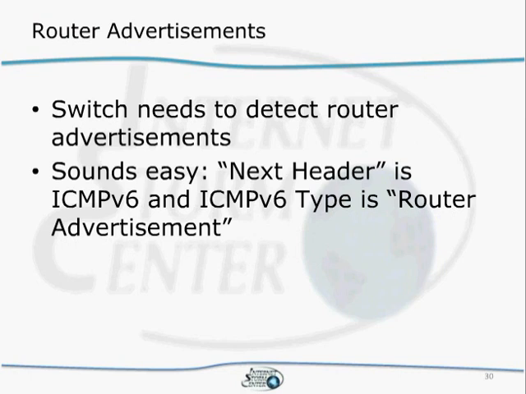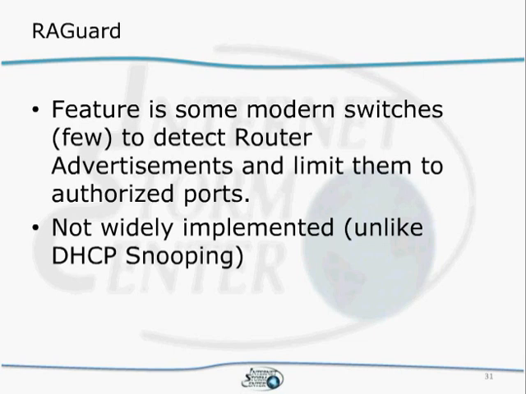The way this happens is there is the next header field in the IP header that tells us what's the next header. The switch checks, is this ICMPv6, which is used for router advertisements, and then it checks if the ICMP type is a router advertisement. So theoretically, the switch would only have to look at the first 42 bytes of the header. However, because it's IPv6, it's not really all that simple. So while we have RAGuard in modern switches, it only looks at the first 40-something bytes of the packet.